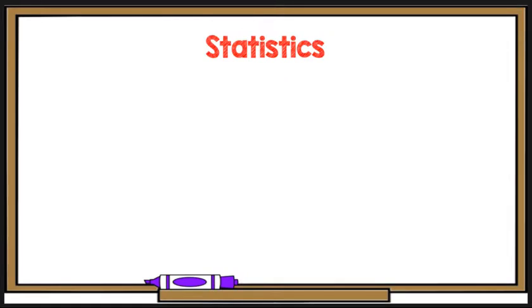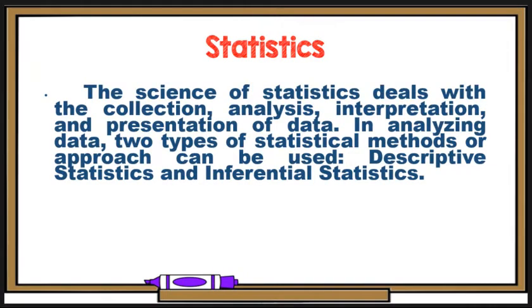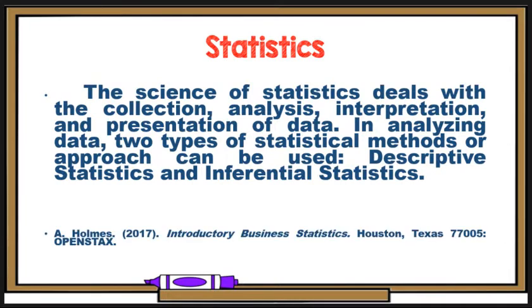Now let's talk about statistics. The science of statistics deals with the collection, analysis, interpretation, and presentation of data. In analyzing data, two types of statistical methods or approach can be used. We have first the descriptive statistics, and second, we have inferential statistics.